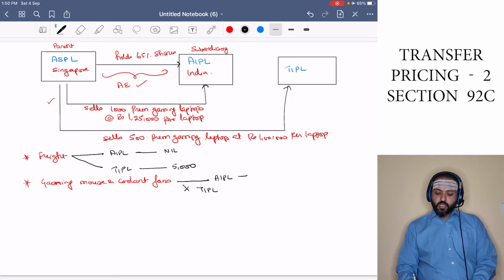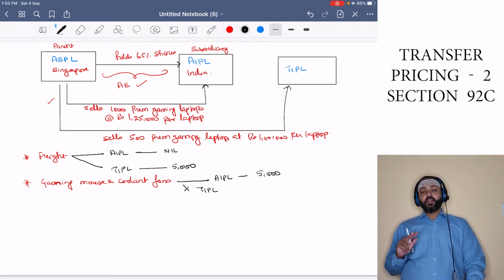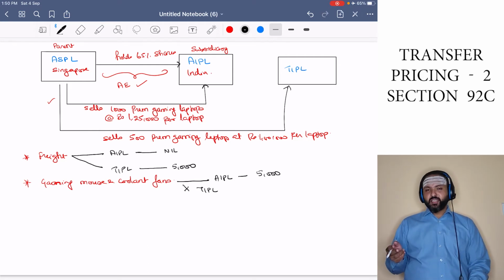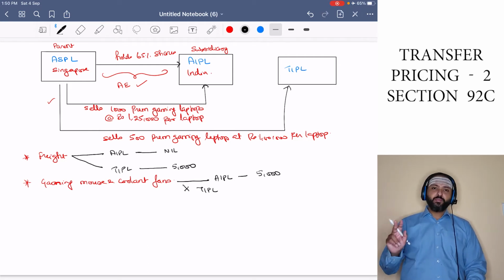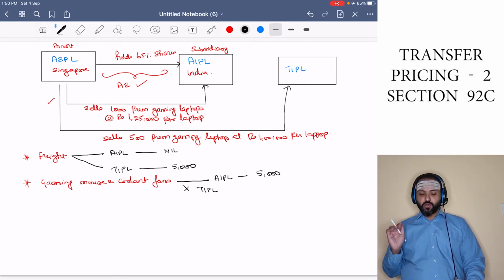And what is the cost incurred for this? 5,000 rupees. So when they sell this gaming laptop, they sell along with two additional accessories, then they sell it to AIPL. So more cost is incurred by ASPL for that transaction. Whereas for TIPL, these two transactions are not incurred. Therefore, the cost is lower to that extent. So this is an additional adjustment which needs to be considered for transfer pricing.